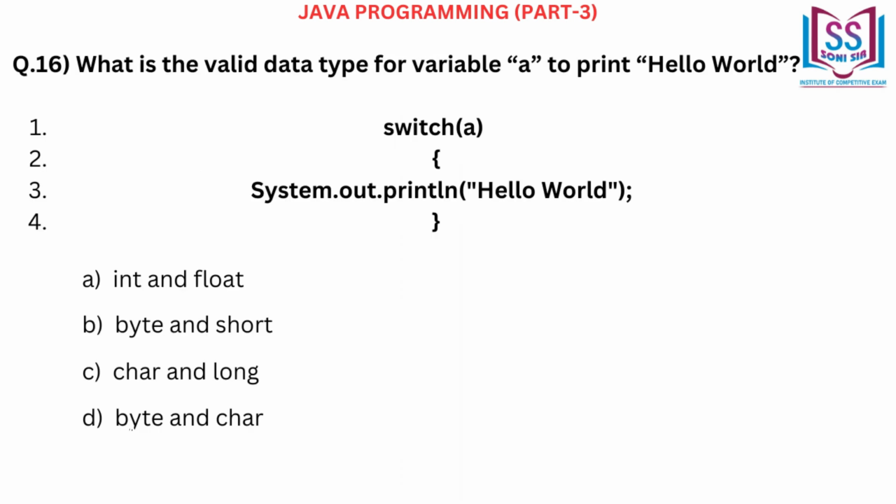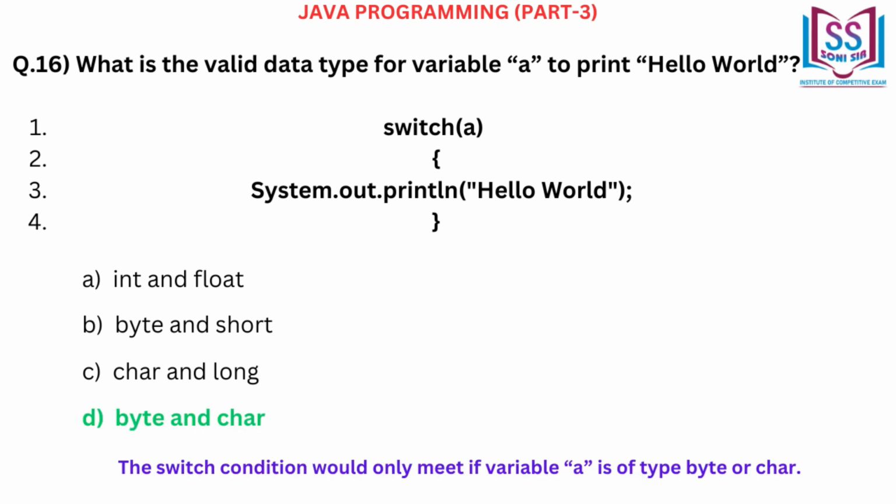What is the valid data type for variable A to print hello world? A. int and float. B. Byte and short. C. Char and long. D. Byte and char. Correct answer D. Byte and char. The switch condition would only meet if variable A is of type byte or char.